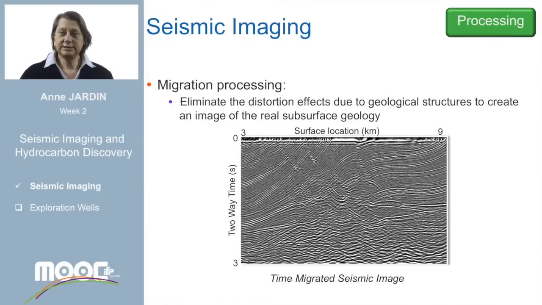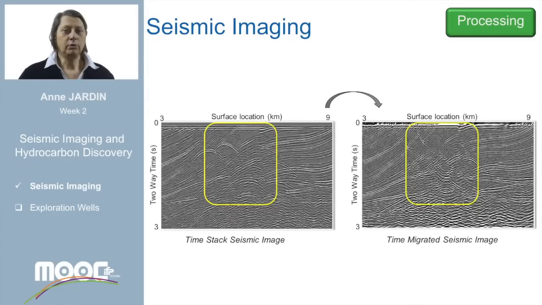After this stacking process, migration processing is applied to eliminate the distortion effects due to geological structures. These anomalies are called diffractions and are generated when the seismic waves pass by the edge of an obstacle, such as faults, and are deviated. You can clearly see the improvement of the image in the central yellow part. Noise generated by faults is removed, and reflector discontinuities are more visible.